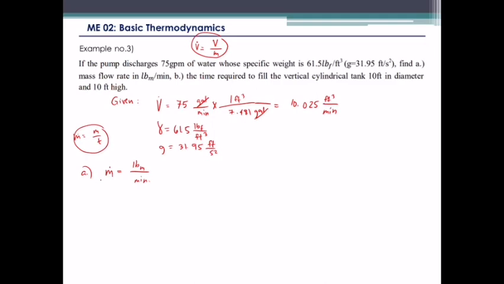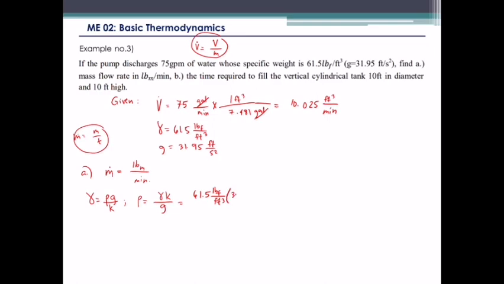From the formula of gamma, we are given the gamma, right? Gamma is rho g over K, where K is the proportionality constant. Therefore, you can get the density, that is gamma K over g. So, our gamma is 61.5 pound force per cubic feet.